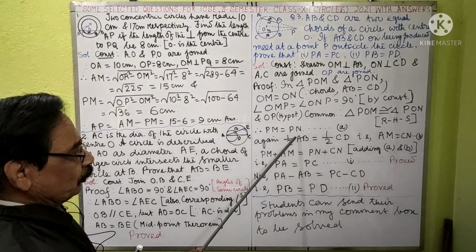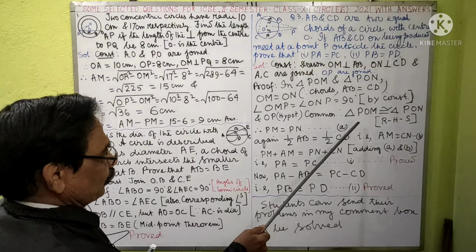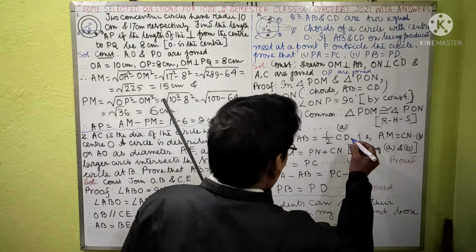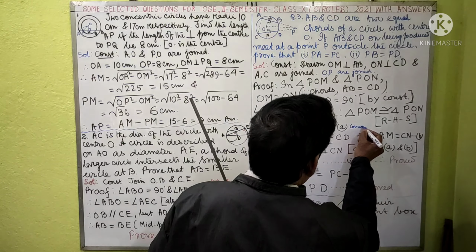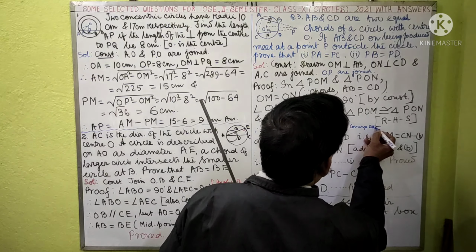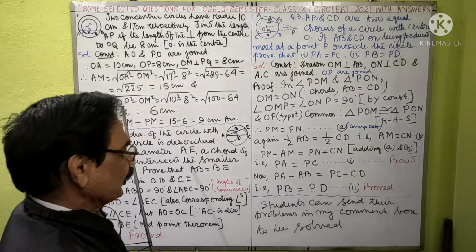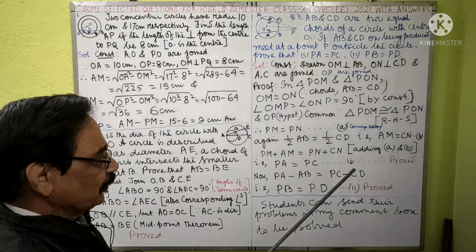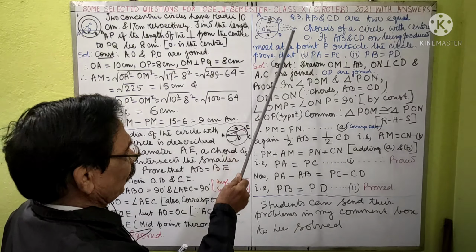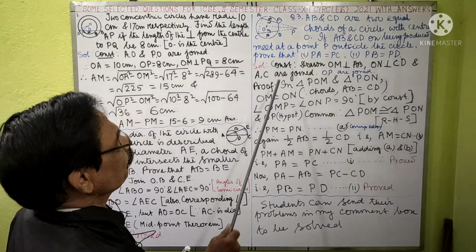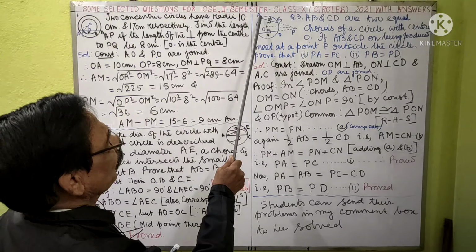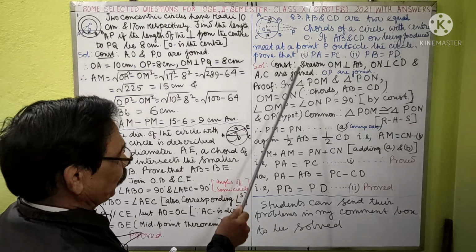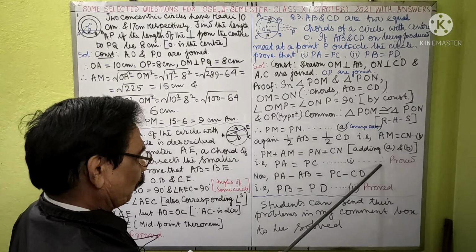Therefore PM equals PN. These are corresponding sides. Again, half of AB equals half of CD, because AB equals CD, that is AM equals CN. Now PM plus AM equals PA and PN plus CN equals PC. They will be equal. This is proof number 1.